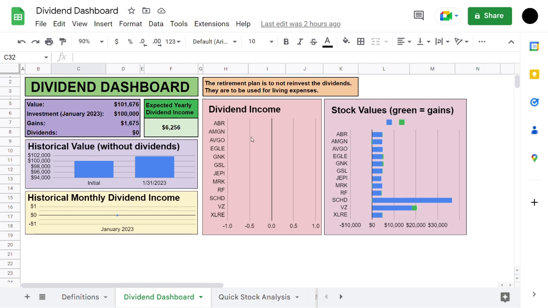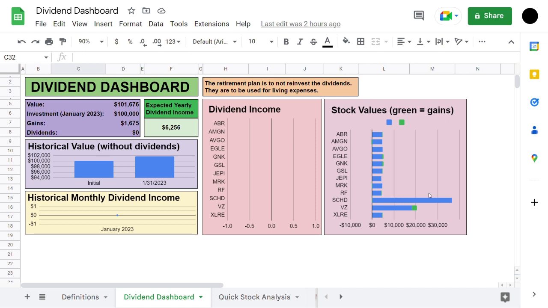I've thrown together other charts, like monthly dividend income. There's zero right now because January typically doesn't have a lot of dividends from companies, and plus I got the stocks in January, so it's past some sort of deadline to get dividends.